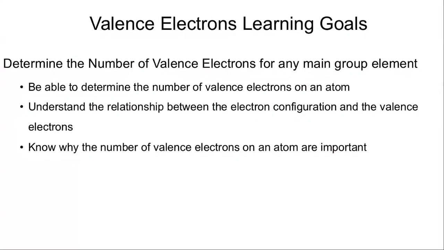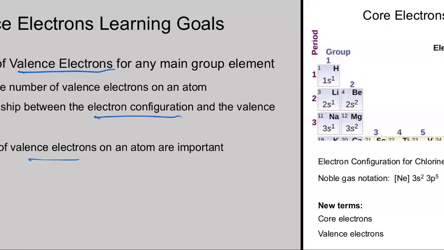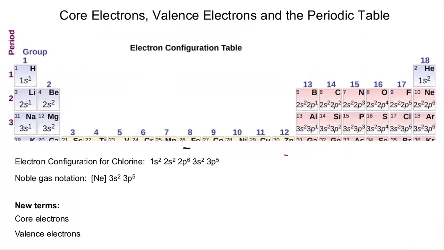In this video, we're going to talk about determining the number of valence electrons, its relationship to electron configuration, and why this is important. Okay, so I've given you an example of chlorine again. So we're back to the electron configuration for chlorine, and we've given you the noble gas notation.